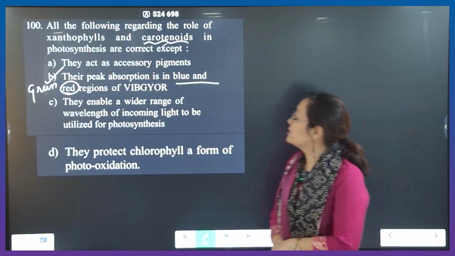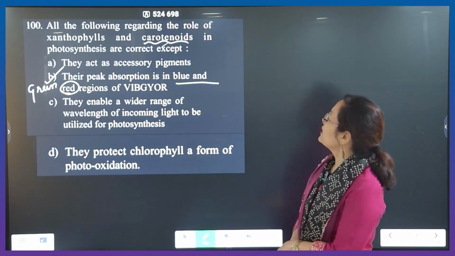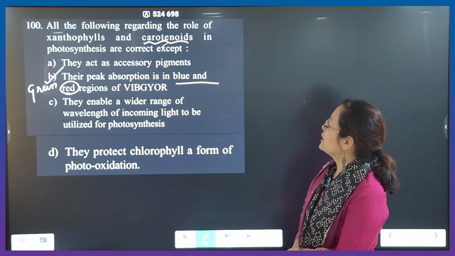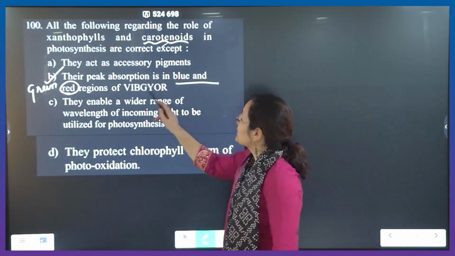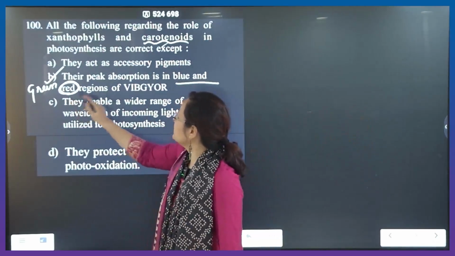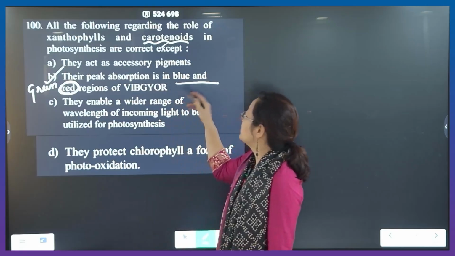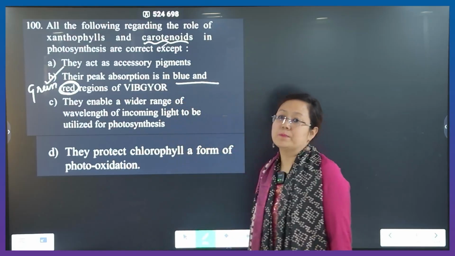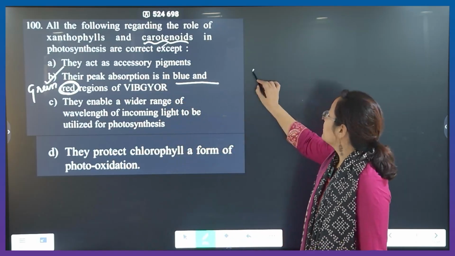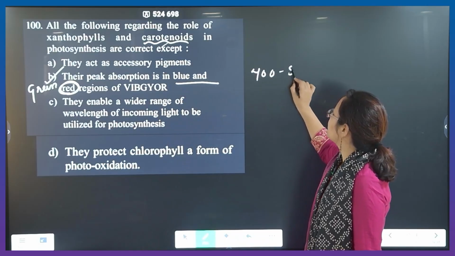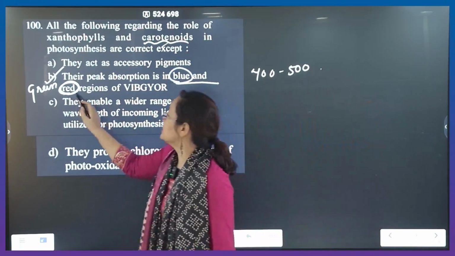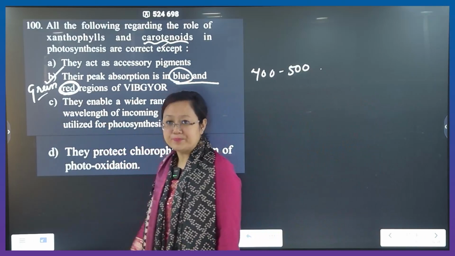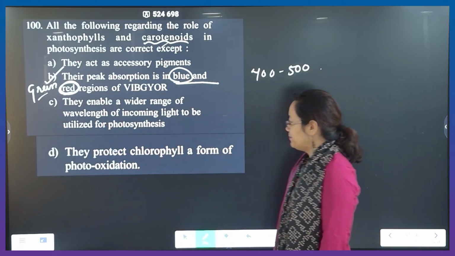Next, question number 100. All the following regarding the role of xanthophyll and carotenoid in photosynthesis are correct except. This will be except. यहाँ पे सिंपल सा बात है, their peak absorption is in the blue and the red region. ये blue and the red नहीं होगा, ये 400 से लेकर 500 के रेंज में रहता है. That is why it will be blue तो रहेगा but not red, it will be green. Okay? इसका आंसर ये है.